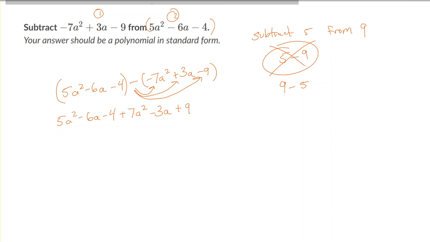We want to get a polynomial in standard form, meaning I want to go from highest degree to lowest degree. So I see my highest degree is a squared. I'm going to combine those like terms. I get 5 and 7 makes 12a squared. Go to my next highest degree, which is just degree 1. Negative 6 and negative 3 makes a negative 9a. And then I can go to my 0 degree. Negative 4 and positive 9 make a positive 5. And that's it.